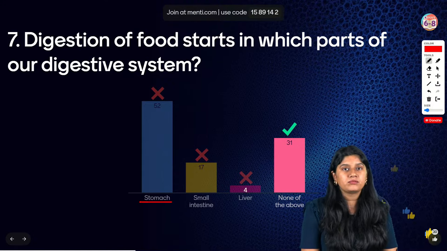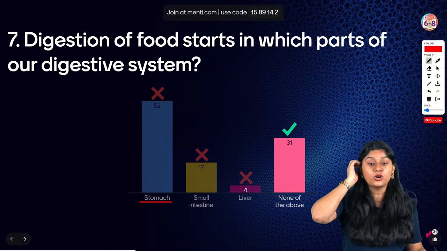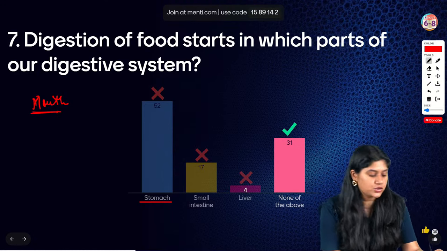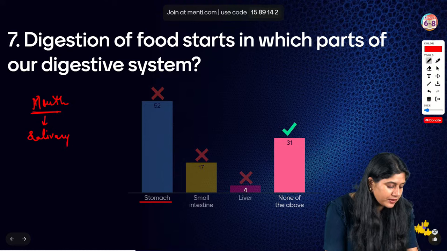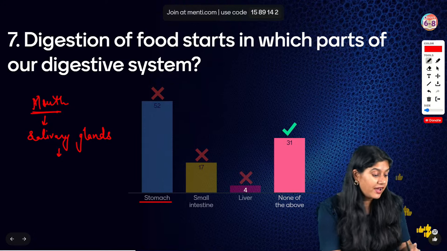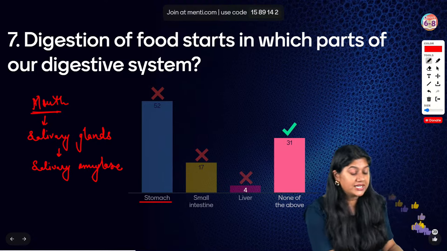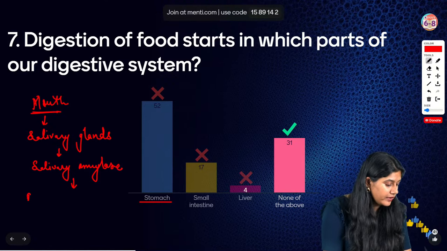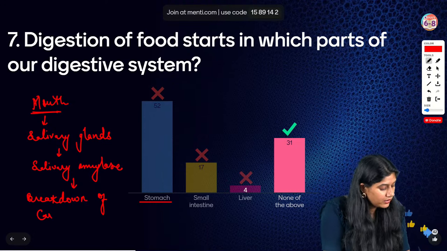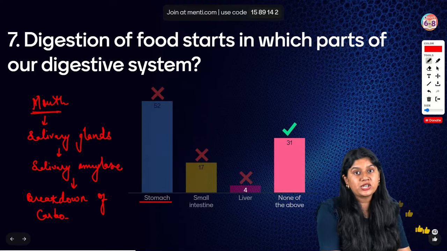See, we feel that the stomach is the one among these options that will receive the food first. But we know that in our mouth only, the digestion starts, because of the salivary glands that we have here. Salivary glands produce an enzyme, the salivary amylase. I'm sure all of you remember this. It helps in the breakdown of carbohydrate. Clear everyone? So that is the correct answer. Not option A, but option D is correct.